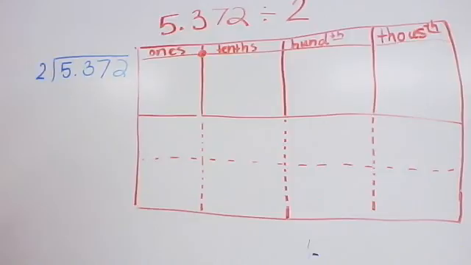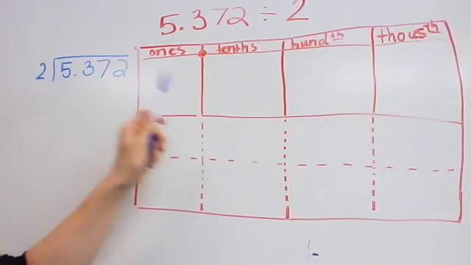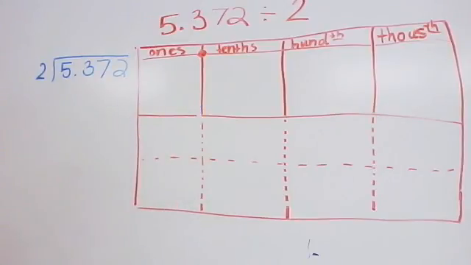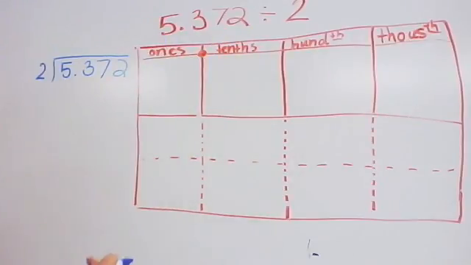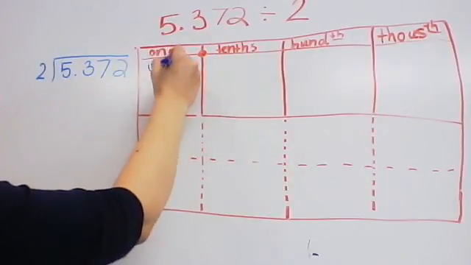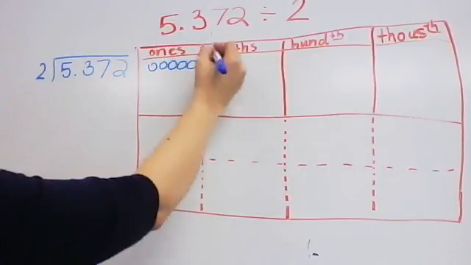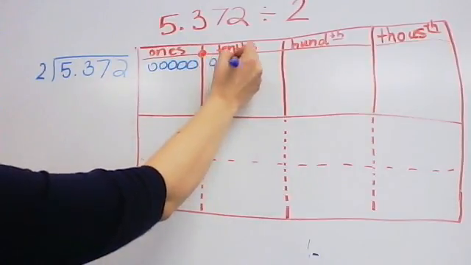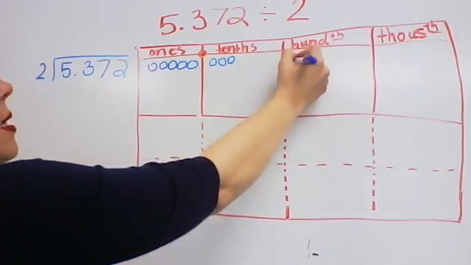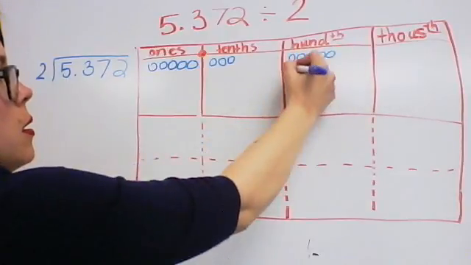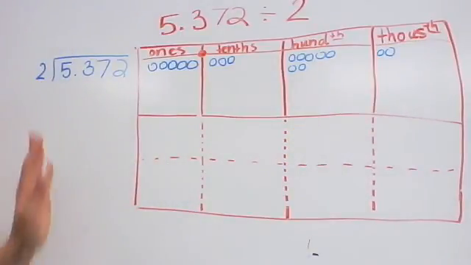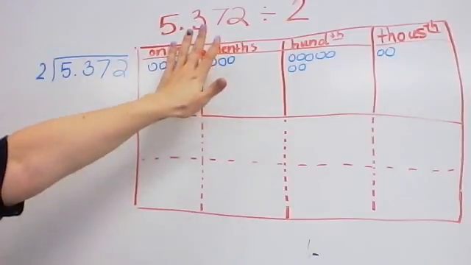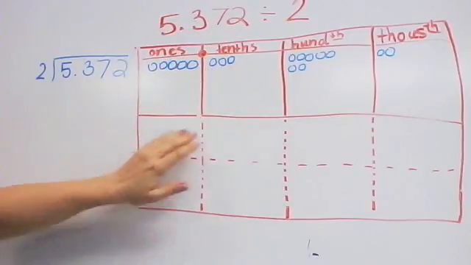In this video, I'm going to be connecting the traditional algorithm for dividing decimals with the model. So the first thing I would do in my model is represent my decimal. So I have 5 and 372 thousandths. I'm going to represent 5 in my ones place, 3 in my tenths, 7 in my hundredths, and 2 in the thousandths place. So now at this point, I want to divide my 5 and 372 thousandths into 2 equal groups.